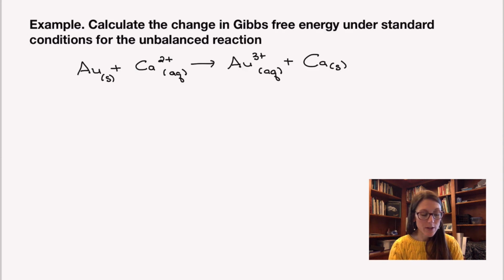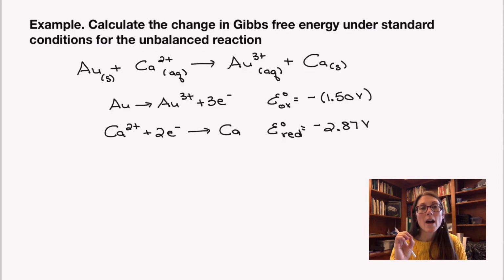Let's put this to use. Let's calculate the change in Gibbs free energy under standard conditions for this unbalanced reaction between solid metal gold and calcium ions to form gold ions and calcium. In order to use this equation, the first thing we need to do is figure out what our half reactions are and find E naught for this particular process. Once you write those half reactions and identify their cell voltages, you'll notice that I've reversed my reduction potential for the oxidation, and then I've got my standard reduction potential written down there for the calcium.